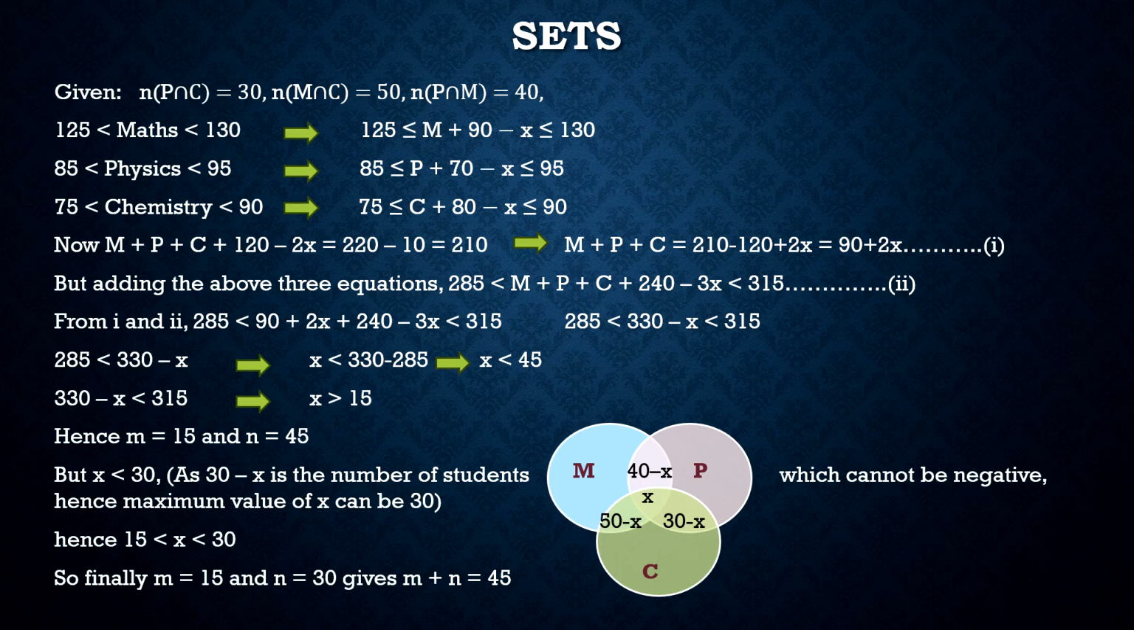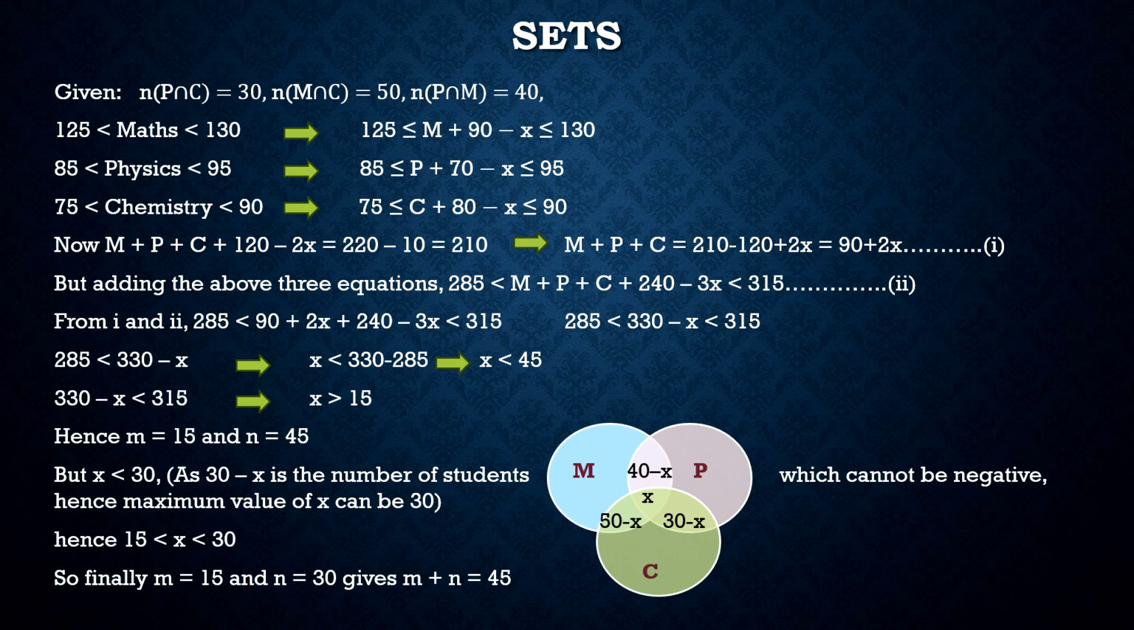First equation we have obtained: M plus P plus C is equal to 90 plus 2x. Now, from the three inequalities given to us, just add the three inequalities. So left hand side becomes 285. In between, when you add, it will become M plus P plus C plus 240 minus 3x.